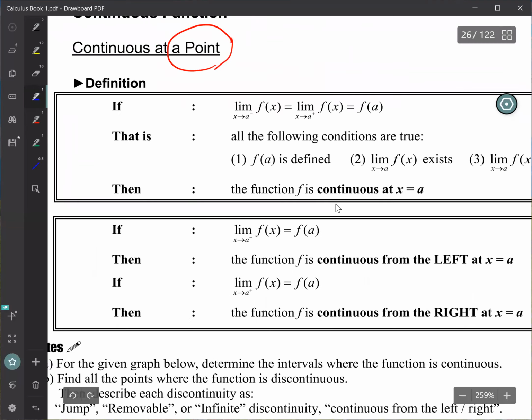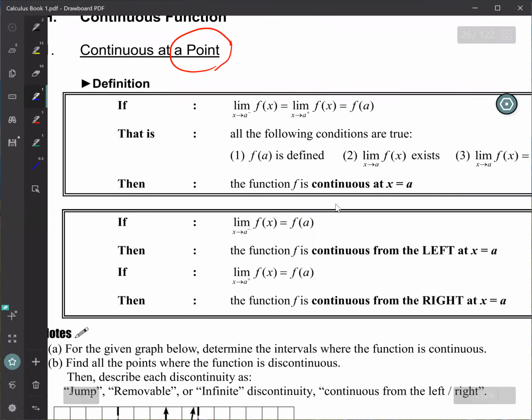And all of the following conditions are true. The first condition is f(a) is defined, meaning there's a point there, okay? If you're subbing, for example, 5, and you get a number out, then you call that defined, right? If you sub it in and you get undefined, undefined means the denominator will be 0, right? Then it's undefined. Second part, the limit exists.